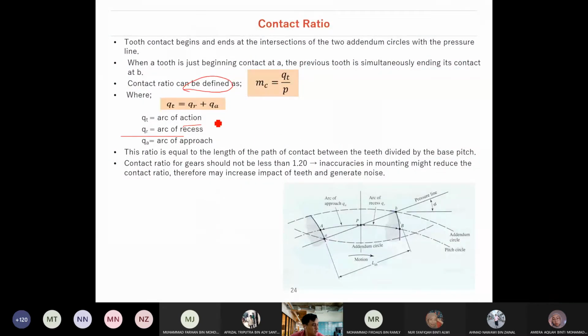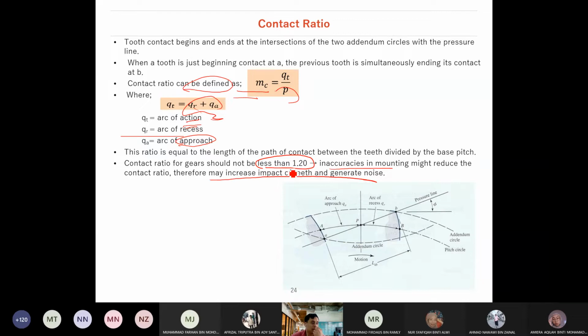The next slide is QR campur dengan QA. Kan? Arc of action plus arc of recess become the arc of approach. Okay, dan awak bahagikan kepada diameter pitch, we get the MC. So what is important the MC is, if you look at this statement, the last one you get, alright, contact ratio figure should not less than 1.20. Why? Because inaccuracy in mounting might reduce the contact ratio, therefore increase impact and generate noise. Itu maksudnya. So when you this is very important lah for those one who are try to lukis gear kan.